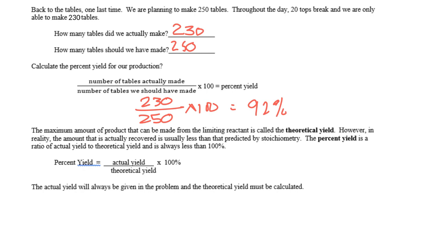Now, if you understand this, doing the stoichiometry is not much different. So we're going to be calculating a theoretical yield the same way that we've been doing it. And then the actual yield is always going to be given to you. So you're going to have to identify the actual yield from the information given in the problem.